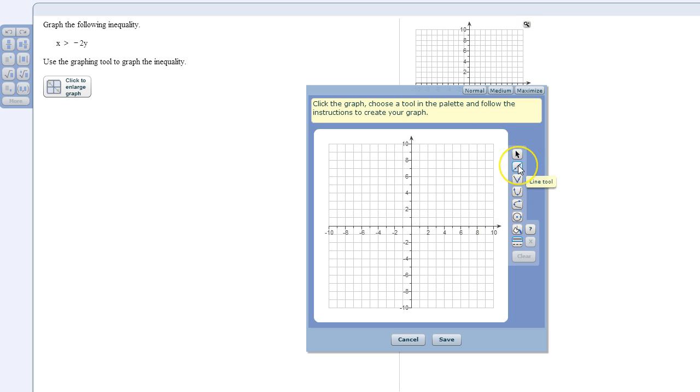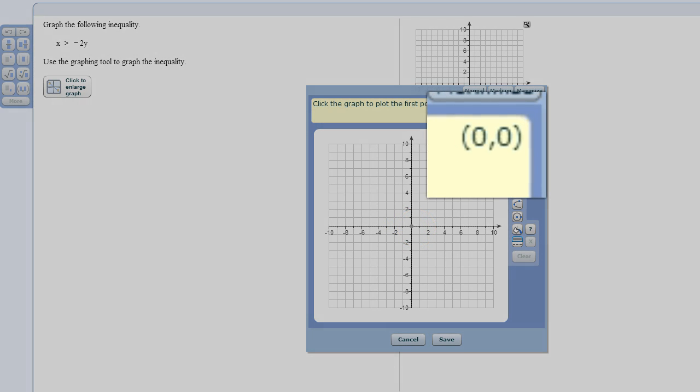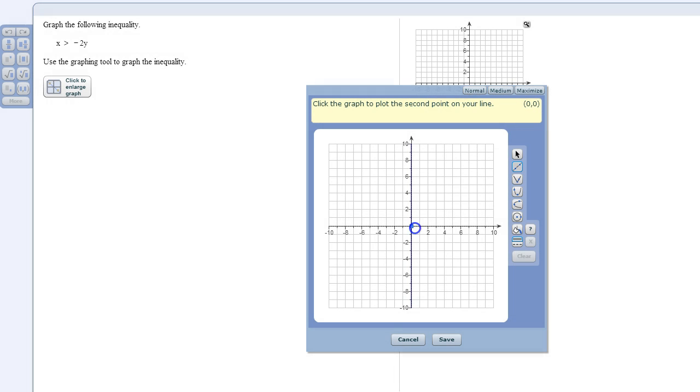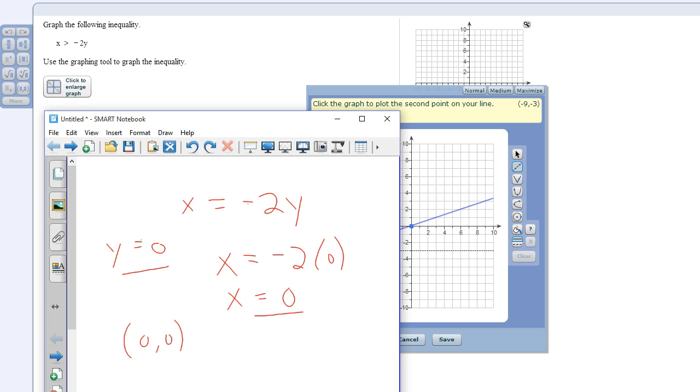Now I go over to the graphing tool here, I blow it up, and I'm going to choose the line tool, and I'm going to pick the origin 0, 0. You can see up here in the upper right corner that I'm on the origin now. I'm going to click the mouse and plot that point. Now, I need 2 points to make a line, so I'm going to have to come up with a second point.